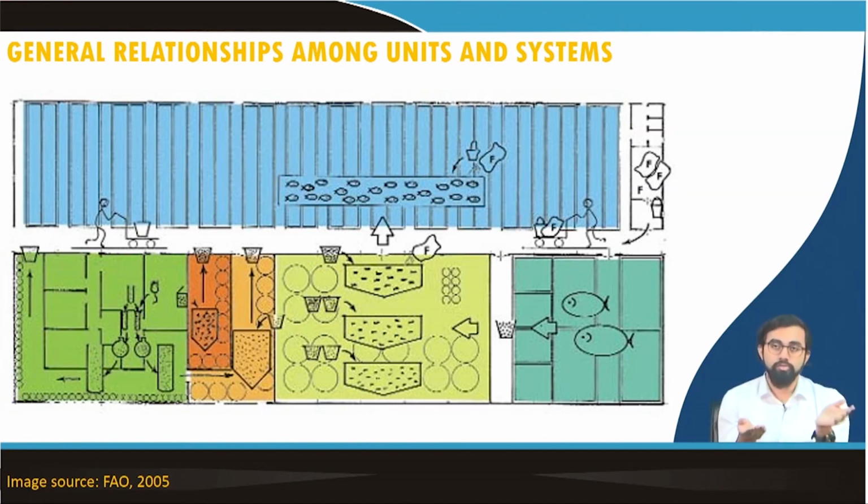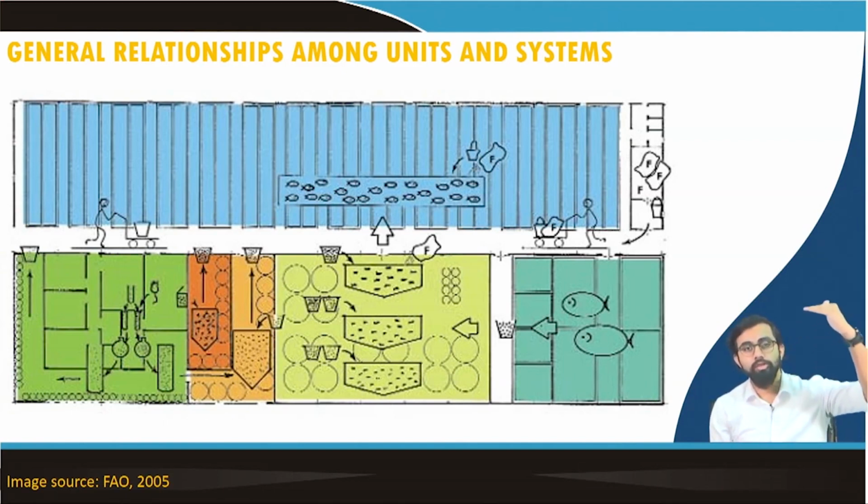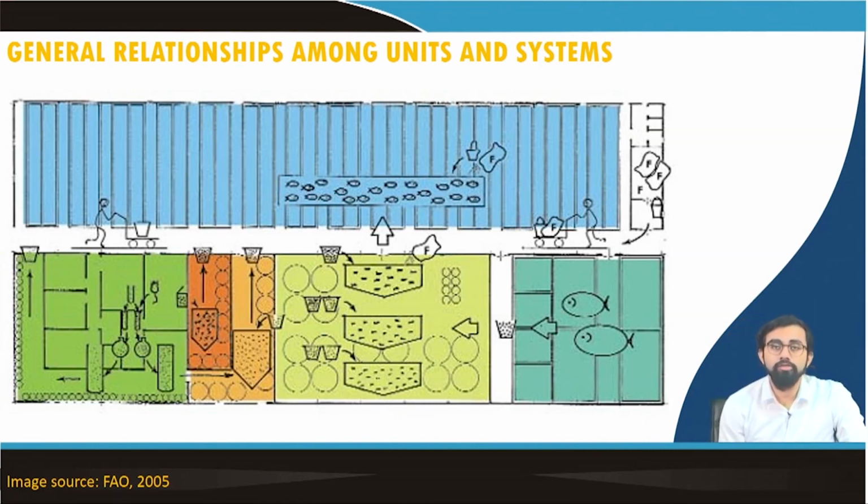Once the eggs are hatched, we transfer them into the larval rearing units. From there, once it reaches the fingerling unit, the fry stage, it will go to the weaning unit, which is the blue one at the top right. So in all these cases, the feed has to be delivered at each stage.